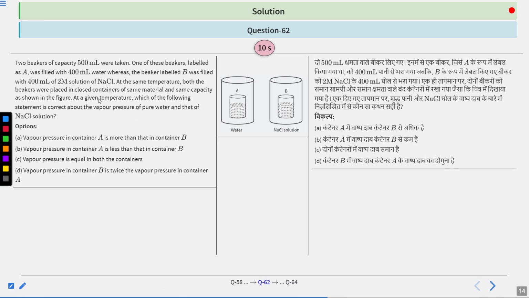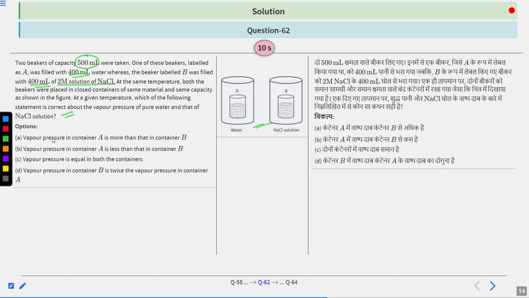Next question. Two beakers of capacity 500 ml were taken. One of these beakers labeled as A was filled with 400 ml water, whereas the beaker labeled B was filled with 400 ml of 2 molar solution of NaCl. At the same temperature, both the beakers were placed in a closed container of same material and same capacity as shown in the figure here, right? At a given temperature, which of the following statements is correct about the vapor pressure of pure water and that of NaCl solution?